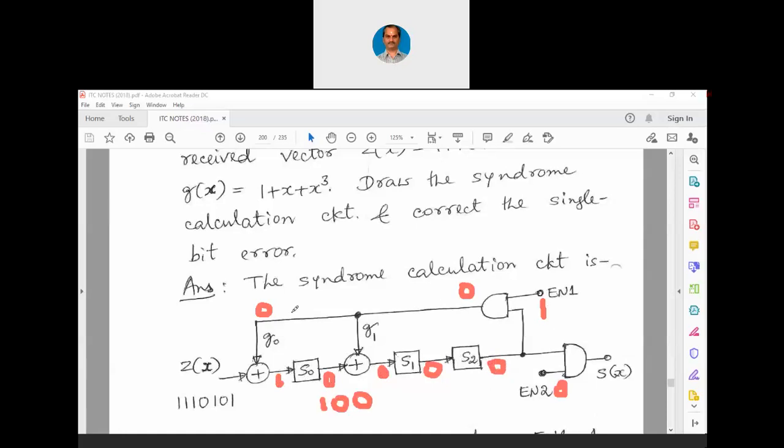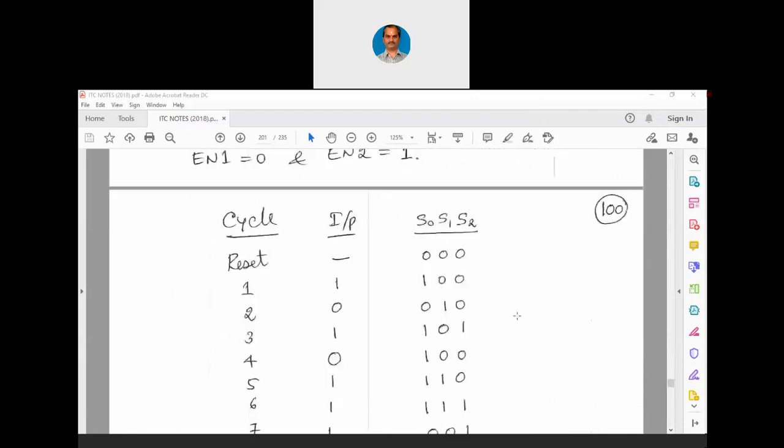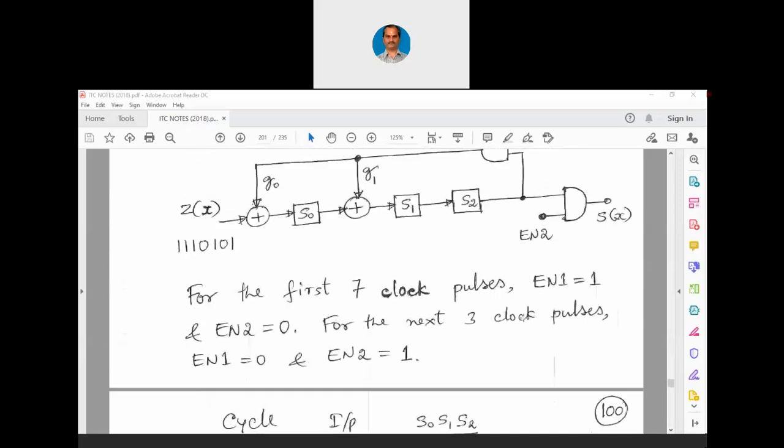Still enable 1 is 1. Here this is again 0. Next 0 is coming. Next when this 0 is coming, output here is now 0. So this 1 is now coming here. 1 XOR 0 is 1. So the next content of S0, S1, S2 will be 0, 1, 0. This way it goes on. Let me show you the answer only. Yeah, at least now I am correct.